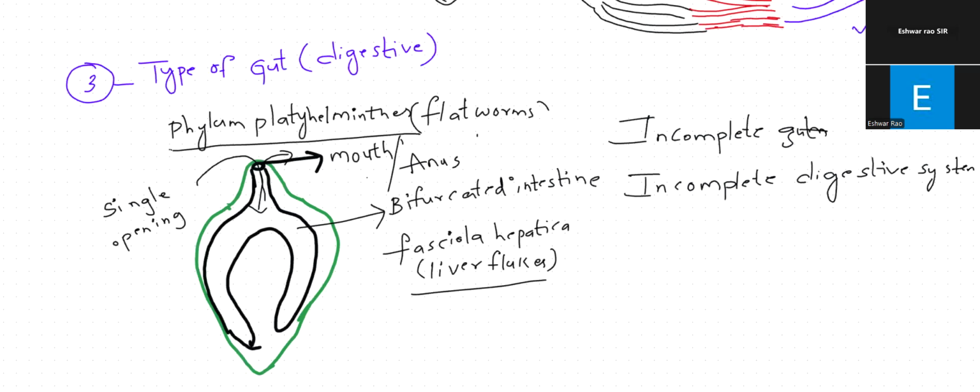Right. That's about incomplete gut. Only one opening is present. That opening itself is considered as mouth as well as anus, which helps for both ingestion and egestion. Ingestion means intaking. Egestion means eliminating. Clear, friends? Right. Let us see what is complete gut.